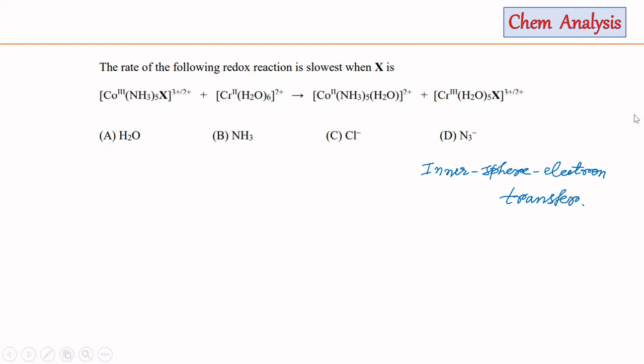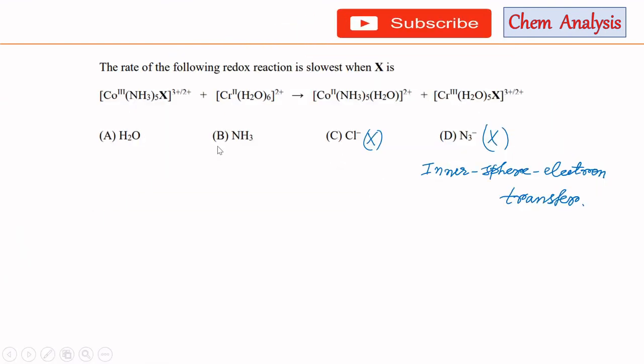Now the inner sphere electron transfer will be favorable when the ligand is more coordinating. That means if the ligand is an anion, then it will be prone to coordination with the metal center, that is the chromium metal center, and the electron transfer will be faster. But we have to find the slowest electron transfer rate, so the anionic ligand will not be the correct choice for this question. For the remaining two neutral ligands, if the field strength of the ligand increases, then it will make the complex more inert for electron transfer, and therefore the electron transfer will be slower.